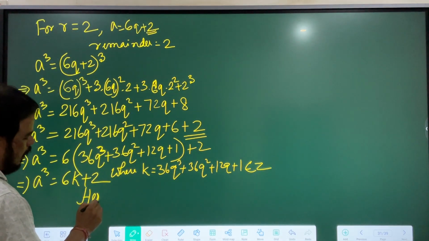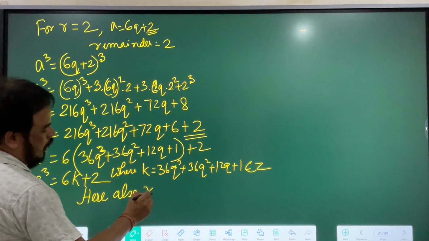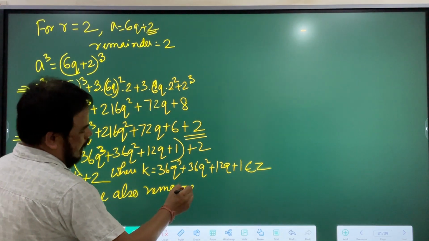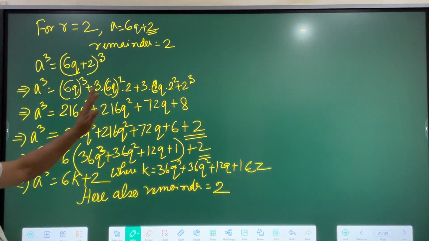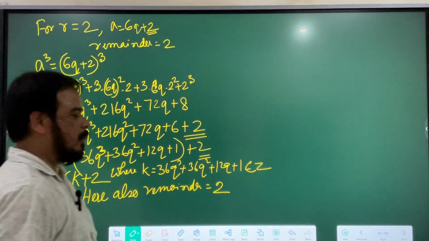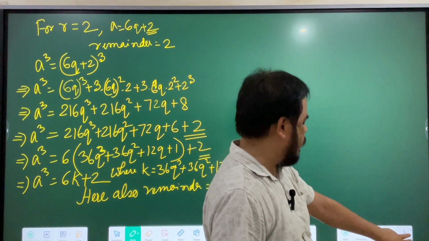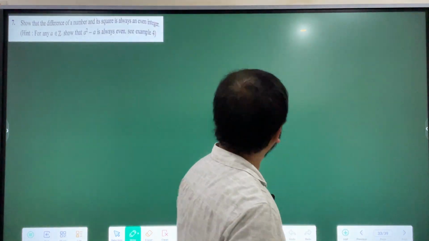Here also the remainder is equal to 2. I hope you understand. Like 3, 4, we can go on doing. You can do this one yourself. Just the calculation must be done properly.